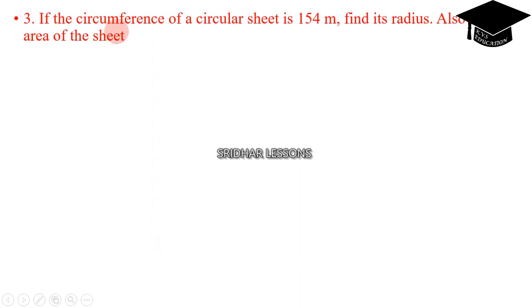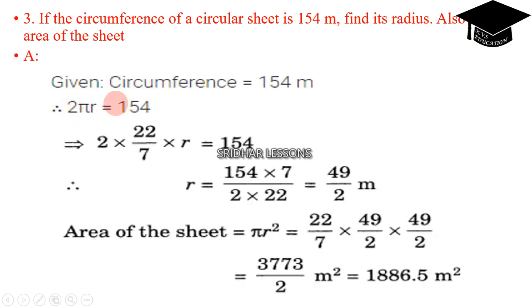Next, question number 3. If the circumference of a circular sheet is 154 meters, find its radius. Also find the area of the sheet. So given that circumference is 154 meters, that means 2 pi r equals 154. From this, 2 into pi value 22 by 7 into r equals 154. Therefore, the radius r equals 154 into 7 by 2 into 22. This equals 49 by 2 meters.